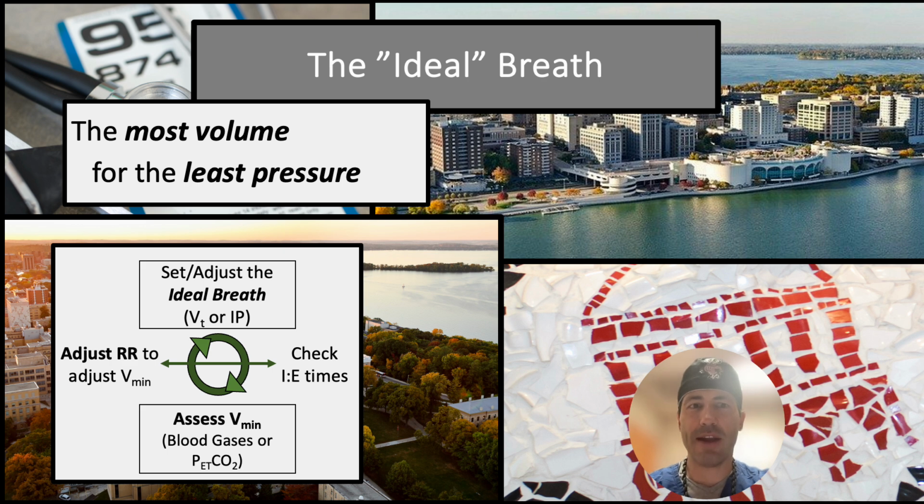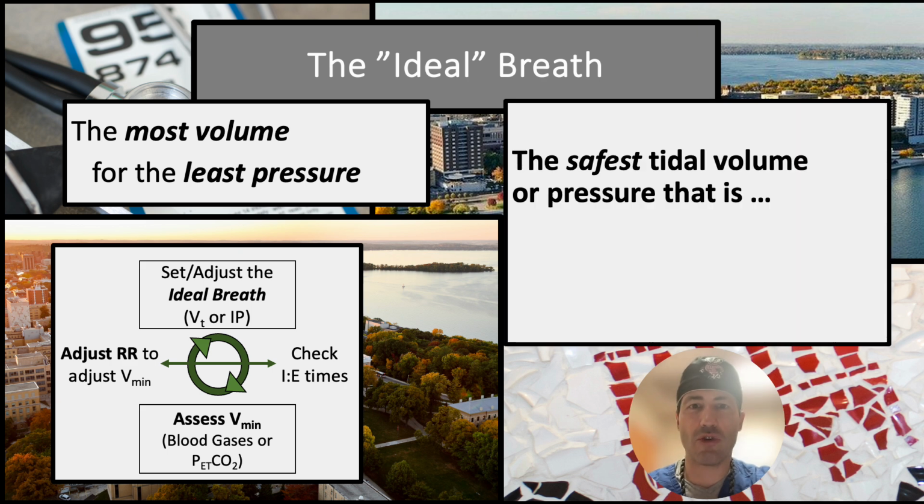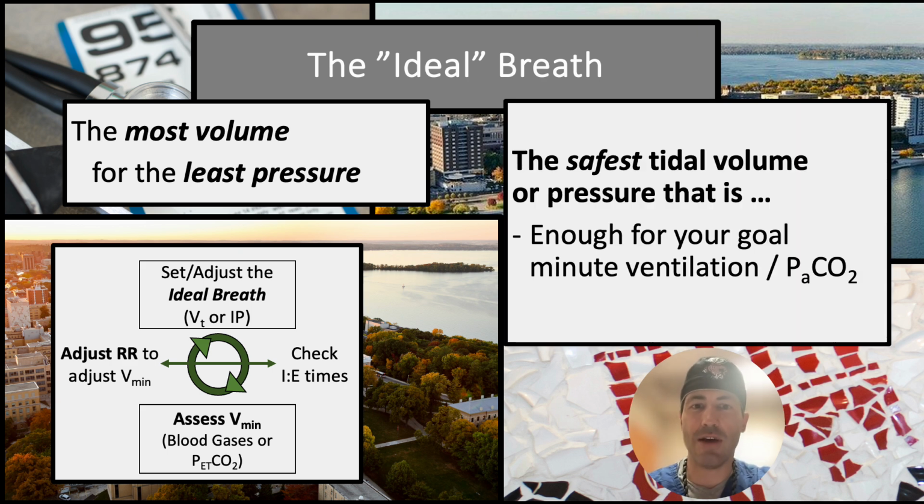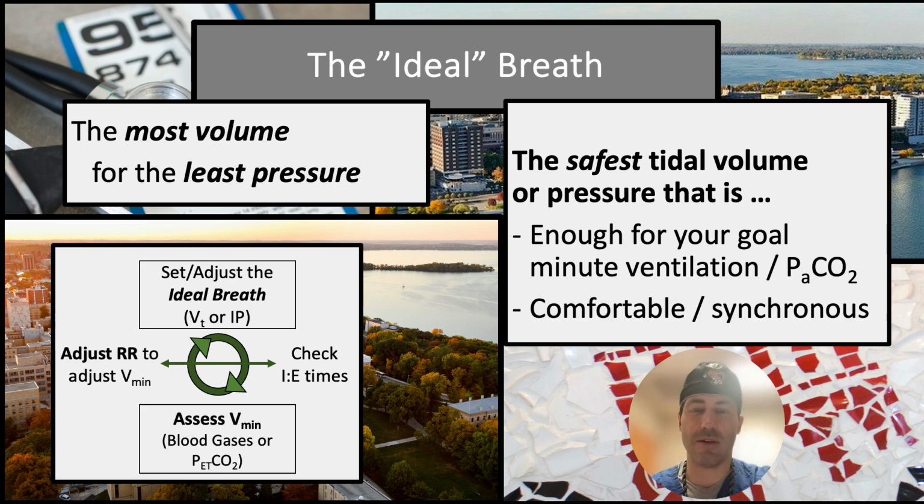So again, finding the ideal breath normally means that you have the most volume that's safe for the least amount of pressure, and you set that. The safest tidal volume or pressure, of course, that you're delivering is enough for your goal minute ventilation or CO2. So if you need to be ventilating somebody rapidly, you're trying to, say, counter some acidosis or fix some respiratory acidosis quickly, you don't want to pick a tiny tidal volume then. And you want to make sure the patient can handle it. If you put your patients on a tidal volume of 100 milliliters because small tidal volumes are better, they're not going to be comfortable, they're not going to wake up, and this is bad.